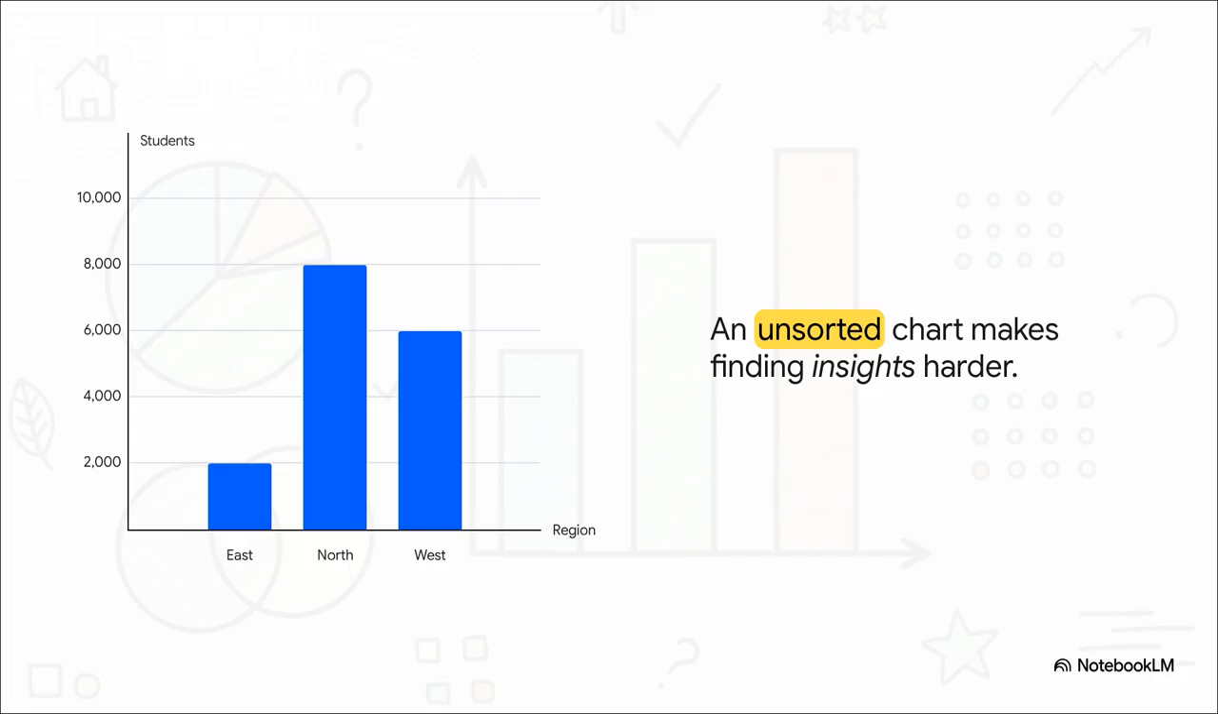Mathematically, sure, this chart is 100% correct. But visually, it forces your viewer's eyes to bounce up and down, searching for the winner, then searching again for the runner-up. It makes the viewer do all the hard work, and we don't want that.